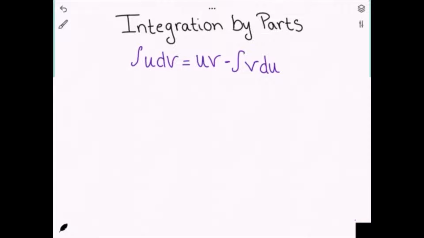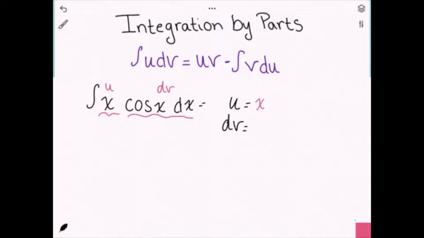Integration by parts. The rule of integration by parts is the indefinite integral of u dv equals uv minus the indefinite integral of v du. The indefinite integral of x cosine x dx is equal to. The first step is we need to find u and dv. Our u is x and our dv is cosine x dx.